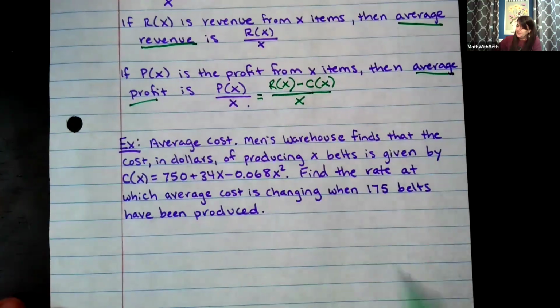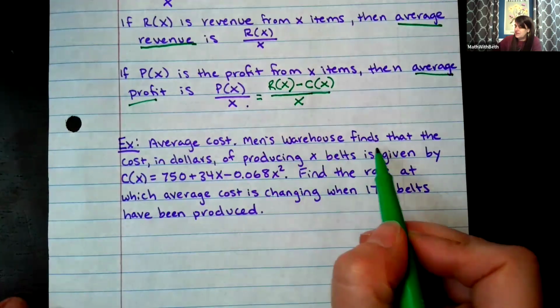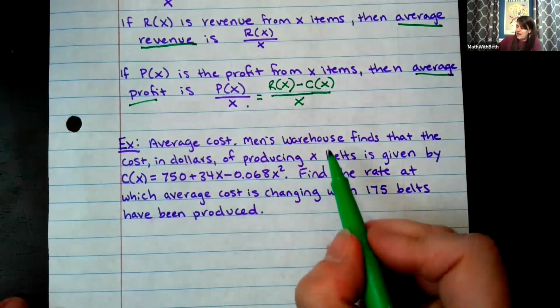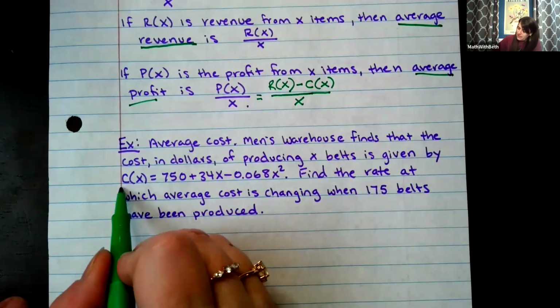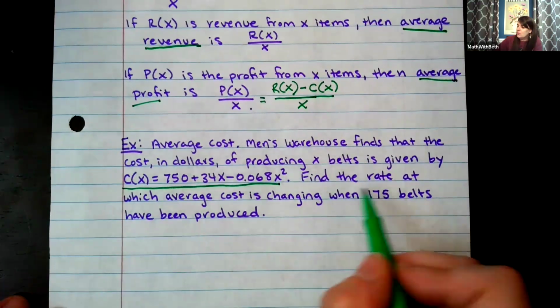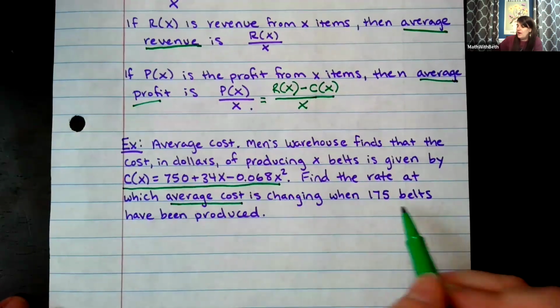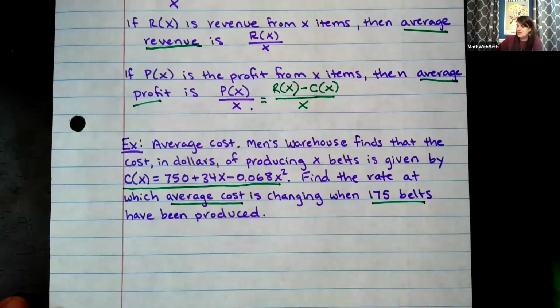Let's try one. The average cost. Let's say Men's Warehouse finds that the cost in dollars of producing X belts is given by this equation. So this is our cost equation. Find the rate at which the average cost is changing when 175 belts has been produced.